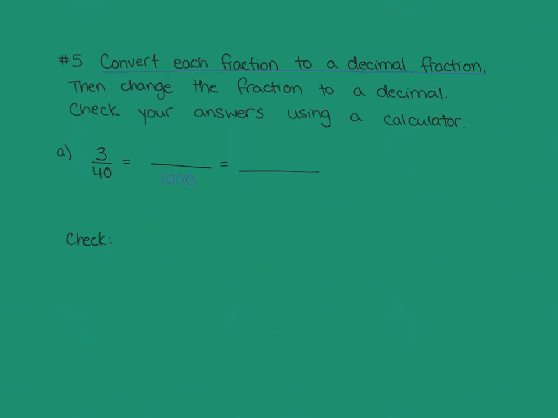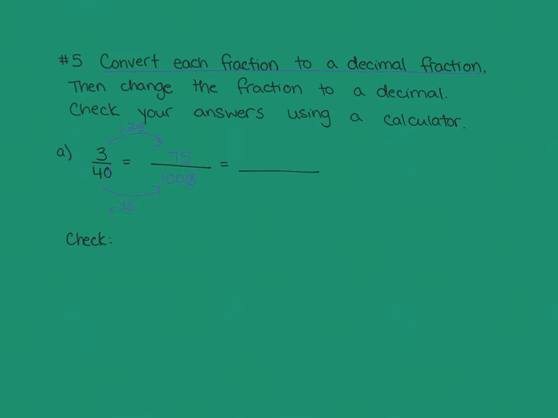Well, if we think of 4 going into 100, we can kind of pretend that the two zeros aren't there. It goes in 25 times. So if we multiply by 25, that will give us our equivalent fraction. So 3 times 25 is 75. And then we need to write our decimal.